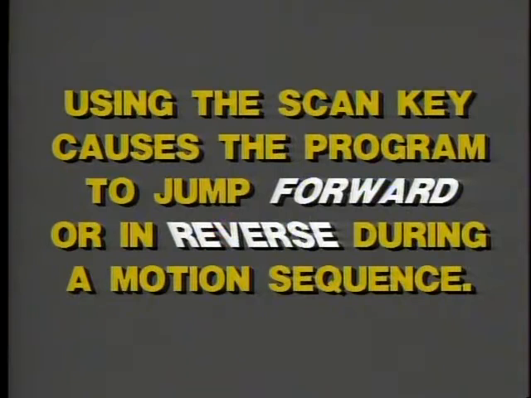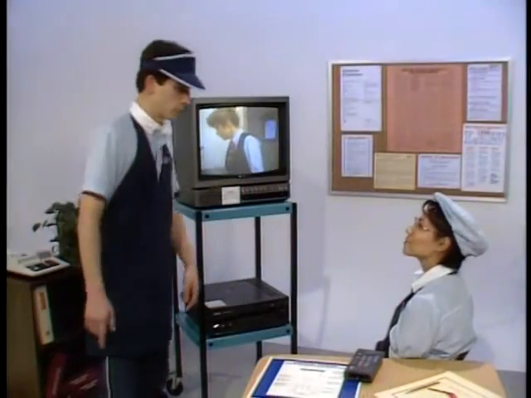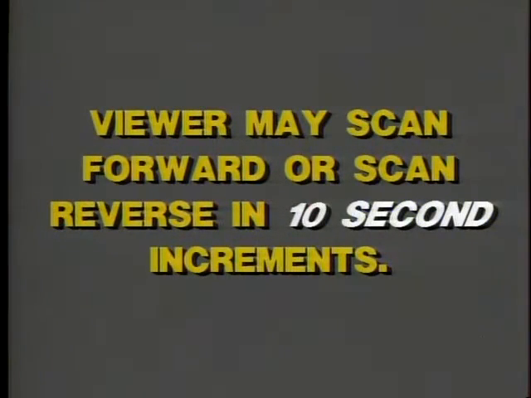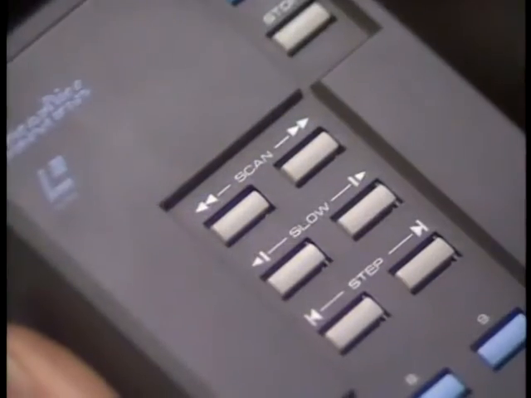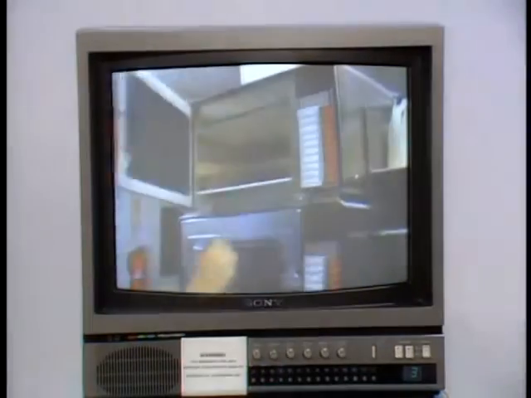Using the scan special function keys causes the program to jump forward or in reverse during a motion sequence. A motion sequence is defined as any moving portion of a program or whenever you can hear sound. If you were viewing a motion sequence and were interrupted, you could press the scan reverse key. The program would then jump backward 10 seconds and begin to play. You can go back to the beginning of a motion sequence by continuing to press scan reverse each time the motion sequence begins to play. Remember, this key can only be used while viewing a motion sequence.